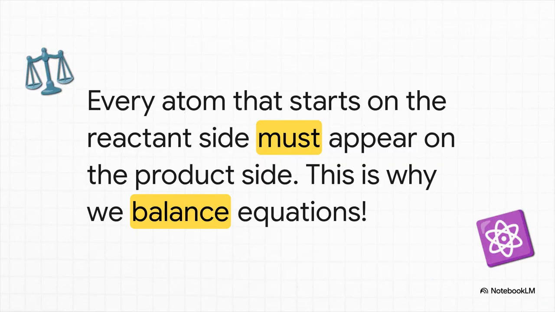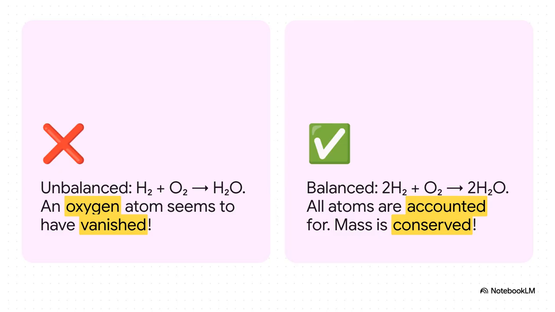And that right there, that's the whole reason we even do stoichiometry. It's the why behind all the math. Because if every atom that starts a reaction has to be there at the end, well, we need a way to track them. It's like we have to be super careful accountants for atoms, making sure the books are always balanced. So, let's see this law in action.